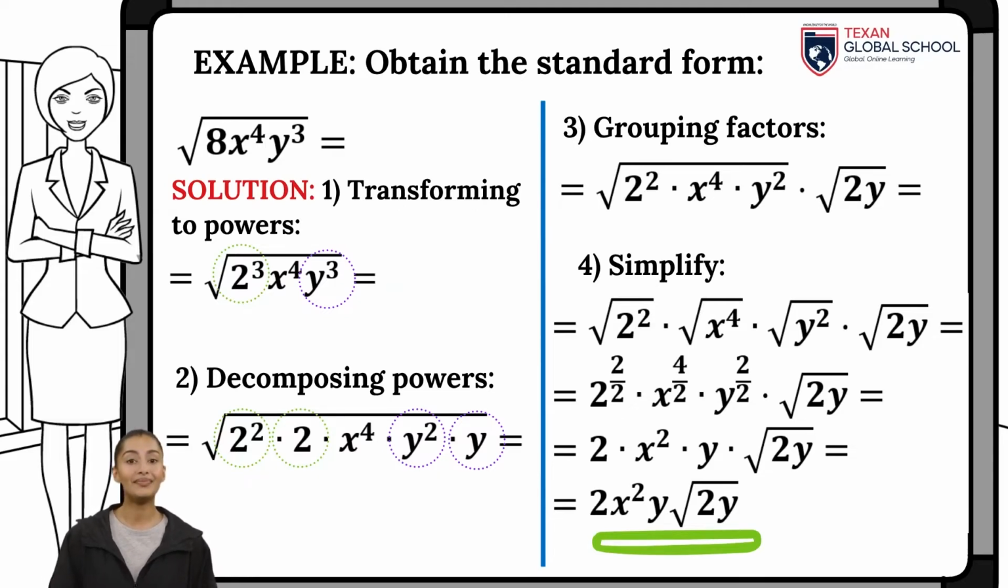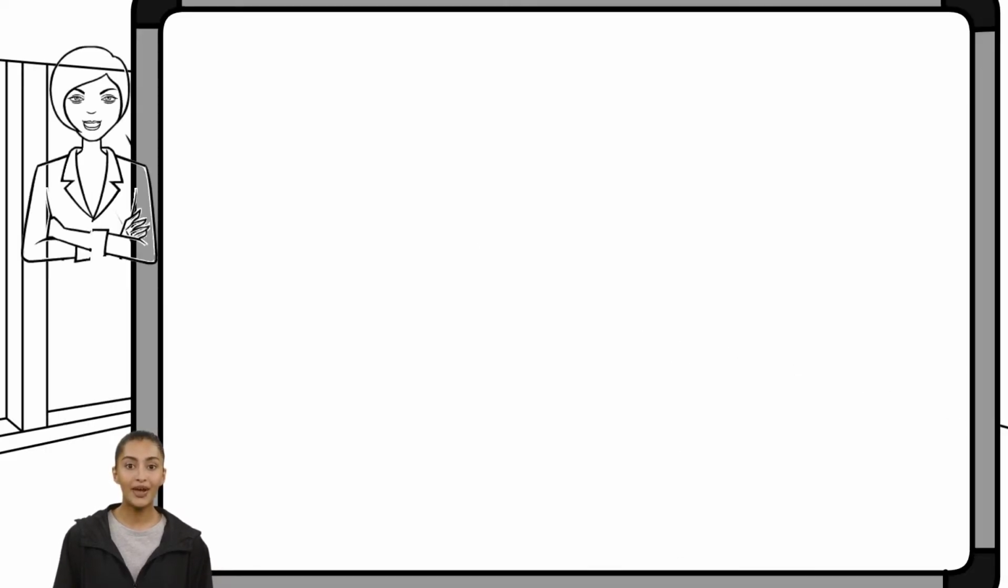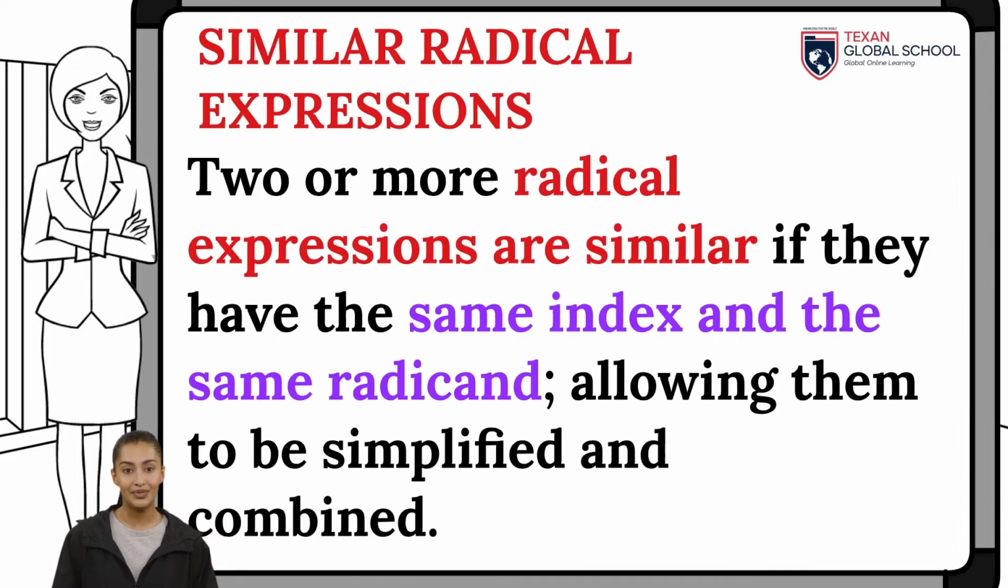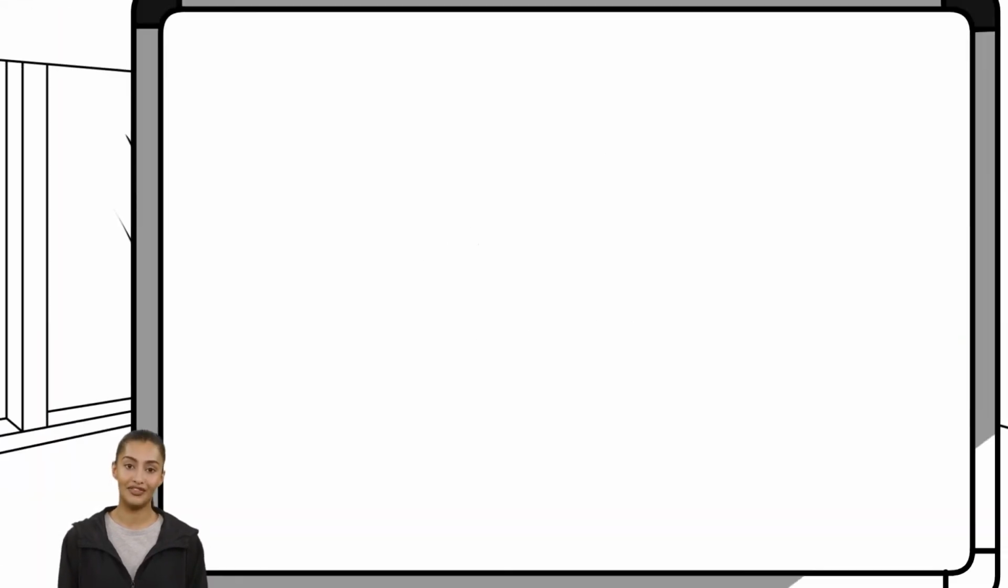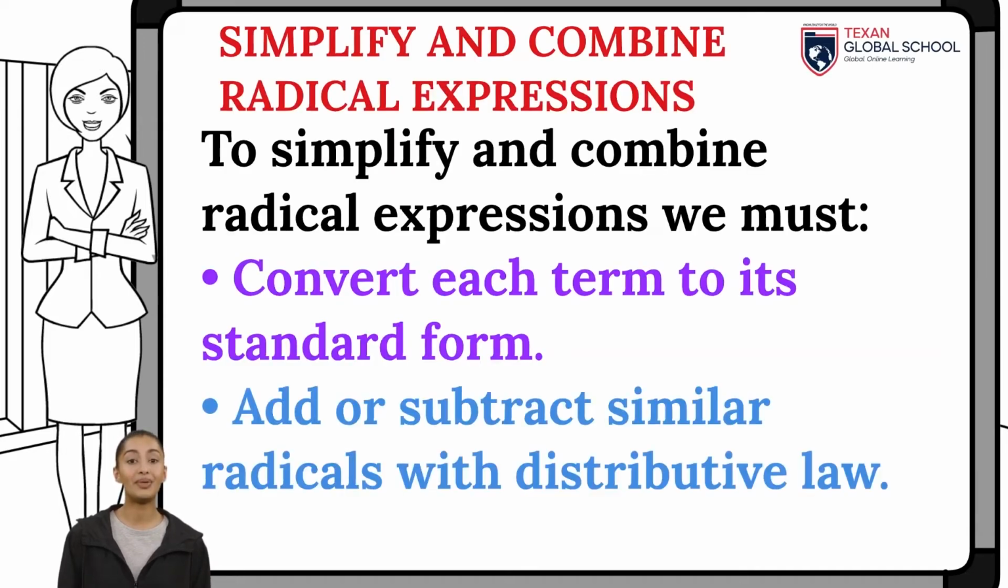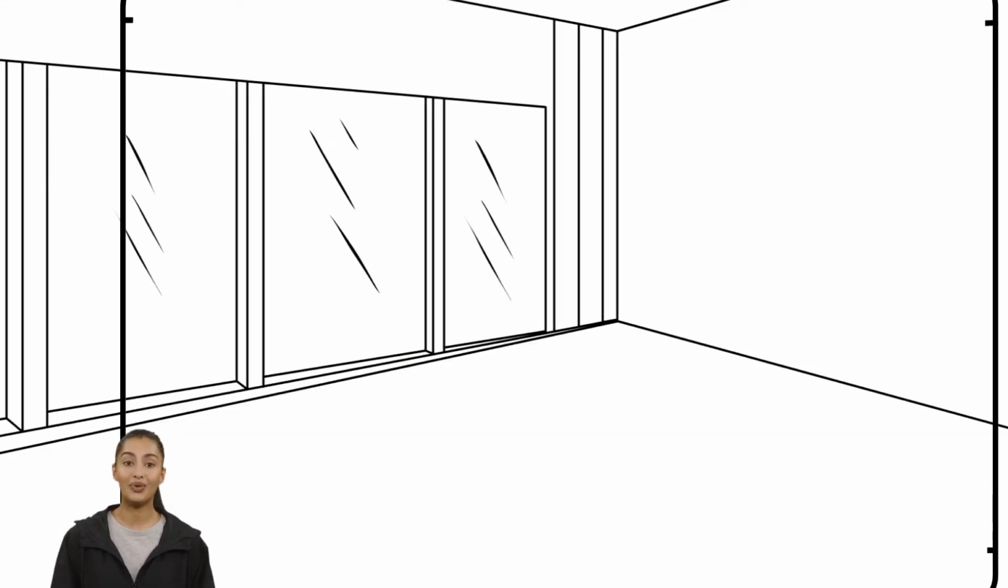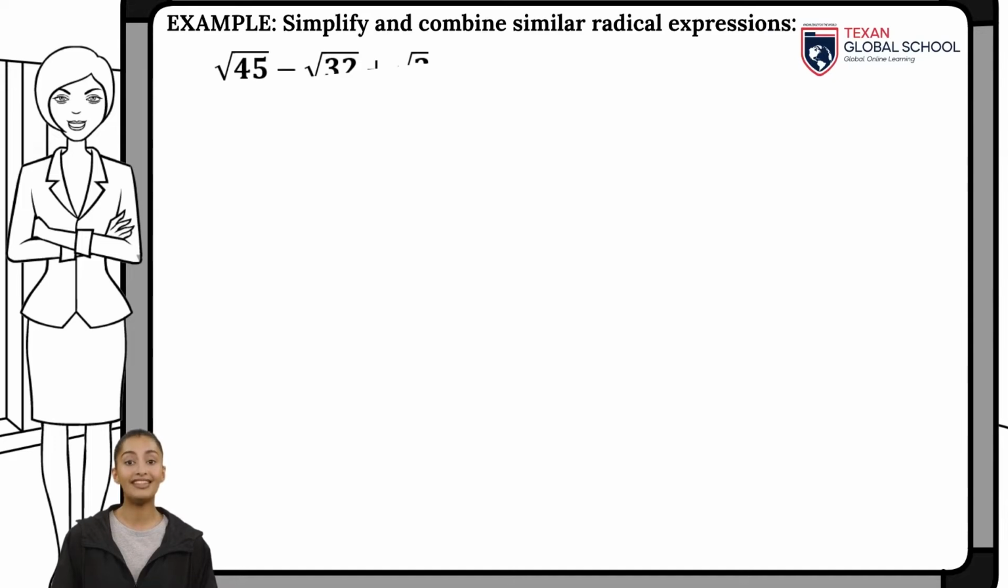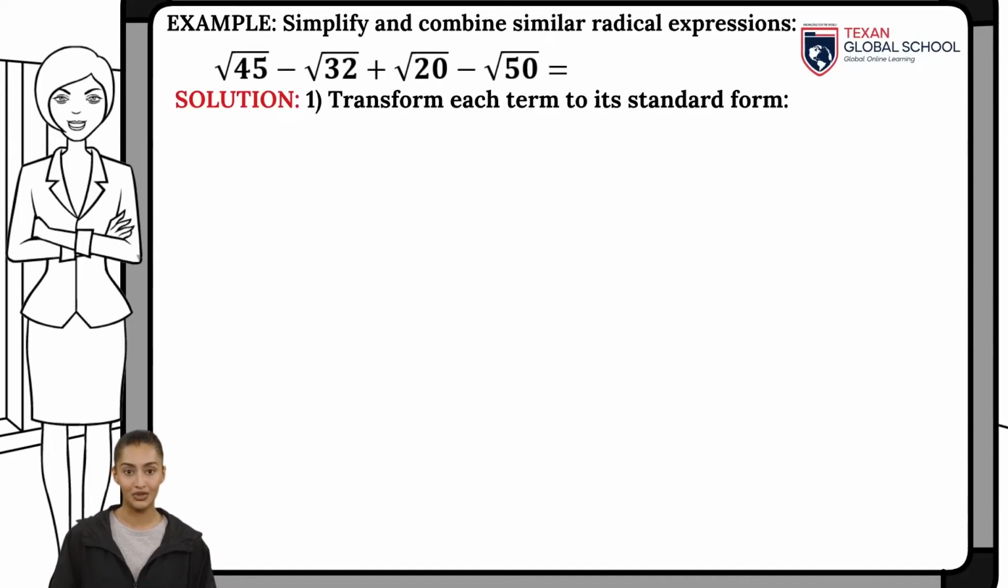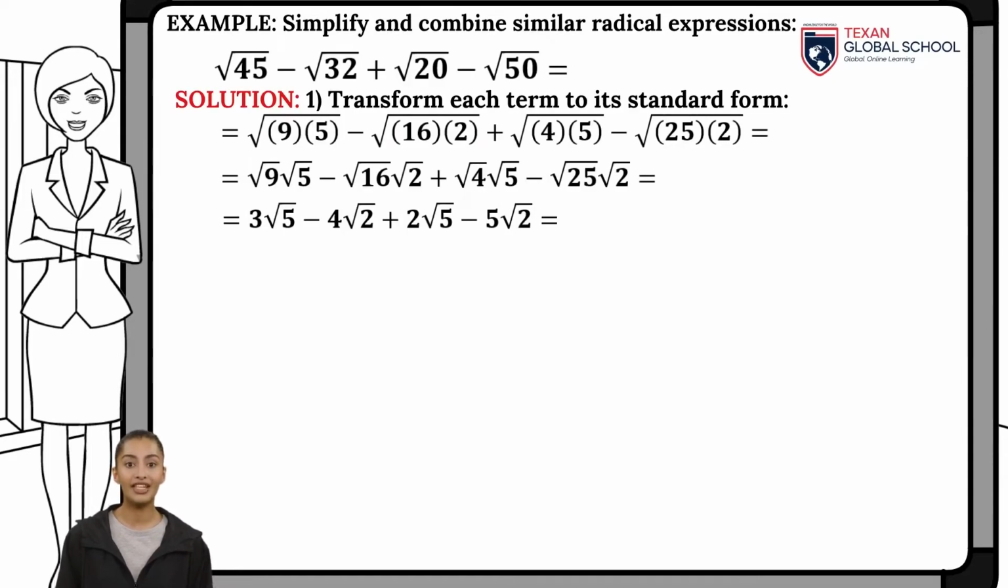Two or more radicals are similar if they have the same index and the same radicand. This implies that they can be added or subtracted in order to simplify. To simplify and combine an expression with radical expressions, we must transform each term into its standard form and add or subtract similar radical expressions. Let's see an example. We will simplify and combine the following expression.